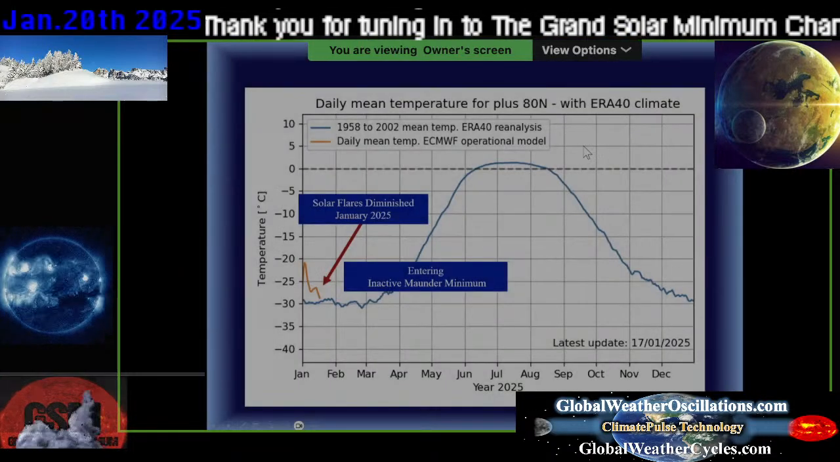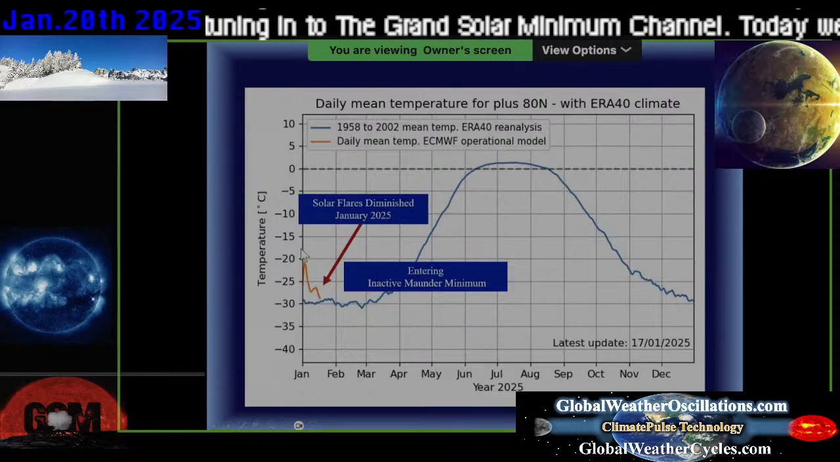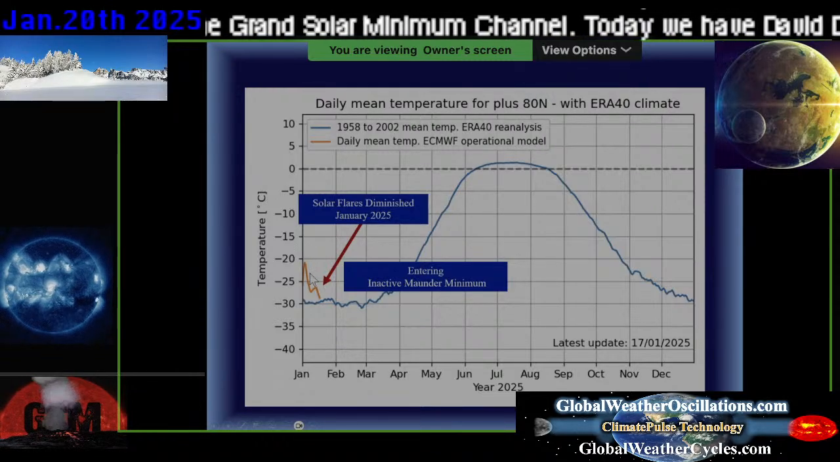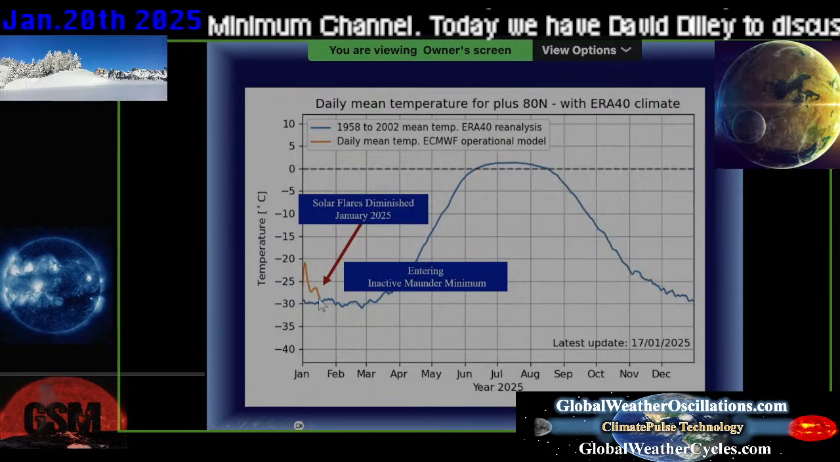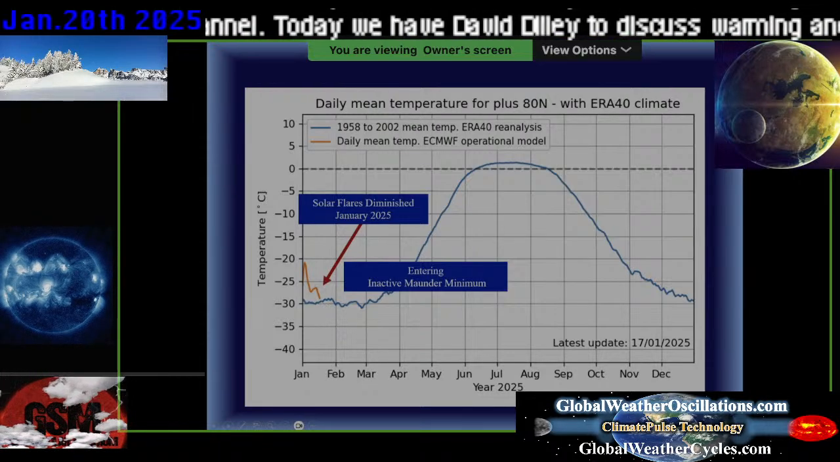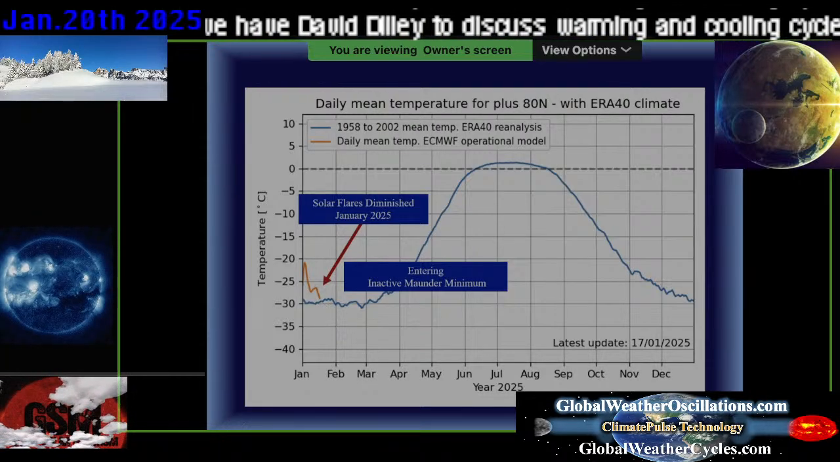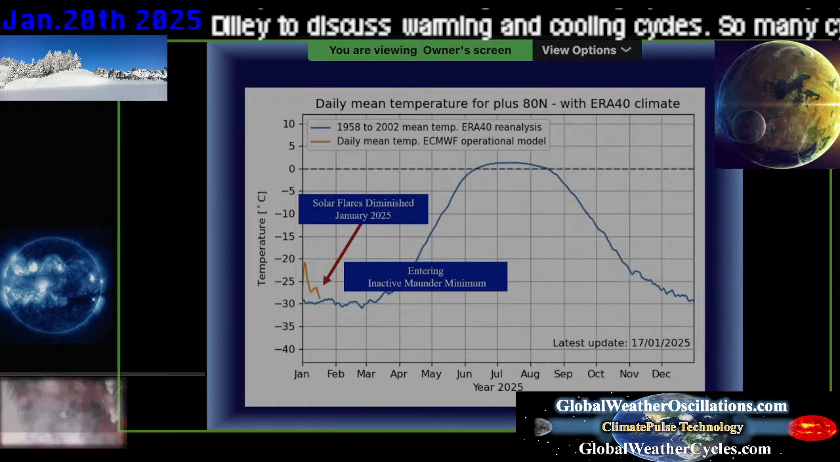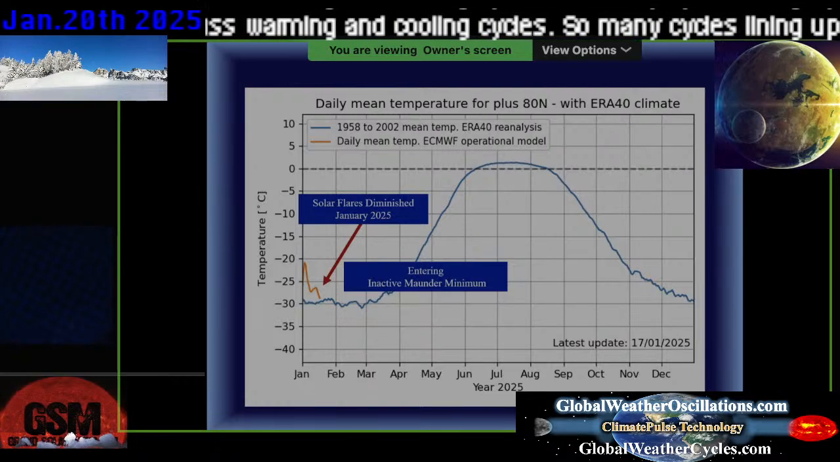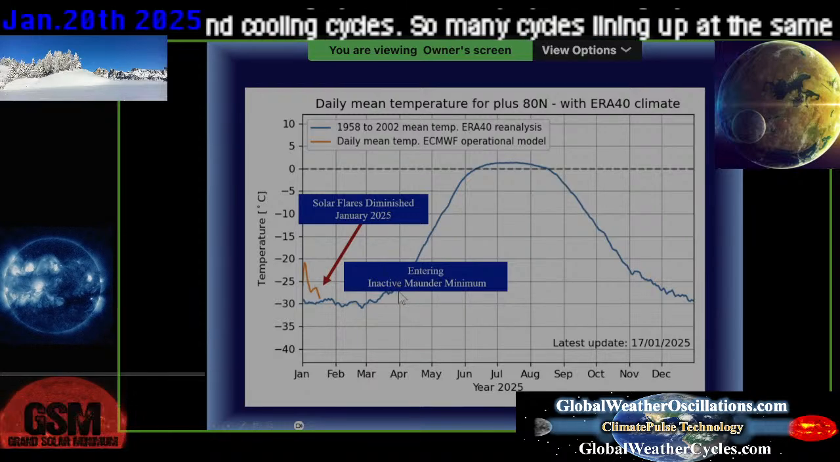But what I'm seeing now during January, as the solar flares have diminished, look at the temperature. It's almost down there to normal. It's cooling down again. And that's going to be reflected during the next several years. As you said, Jake, we're going to be going into the Maunder minimum. And this is going to have a big effect.